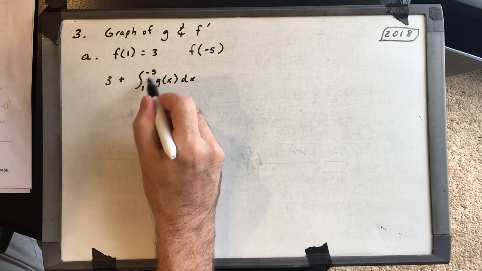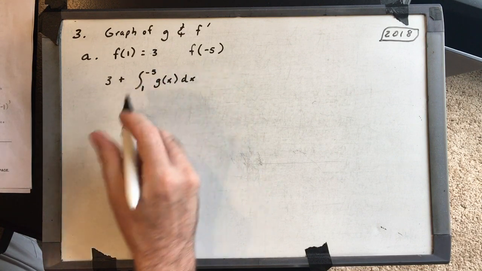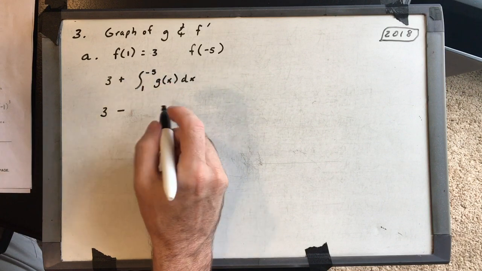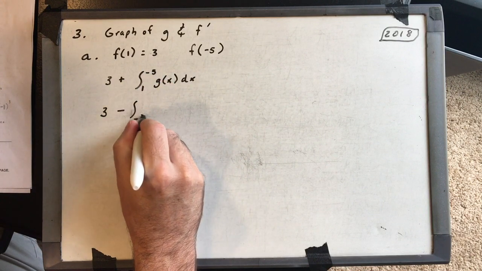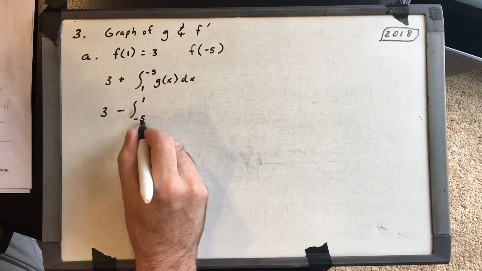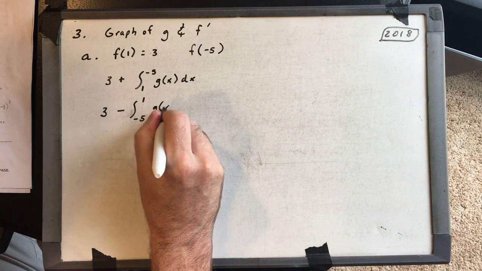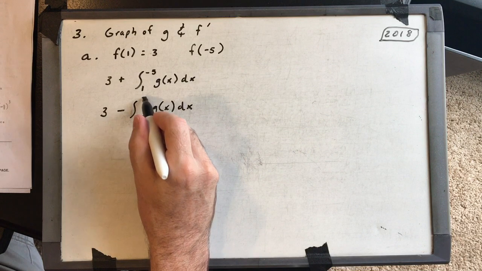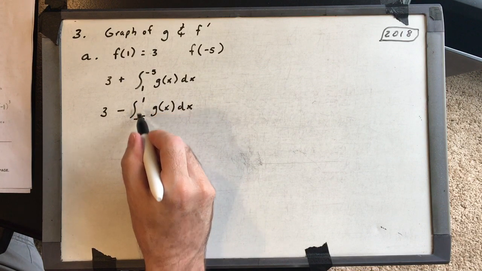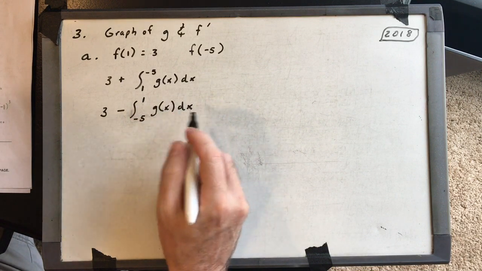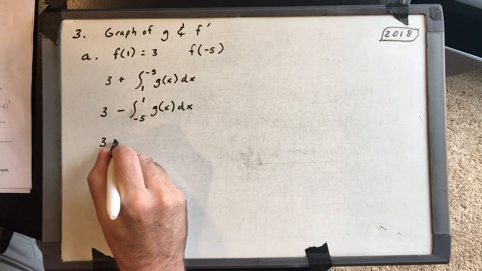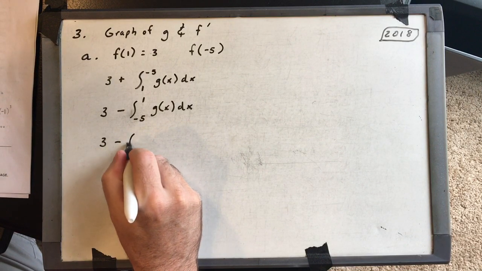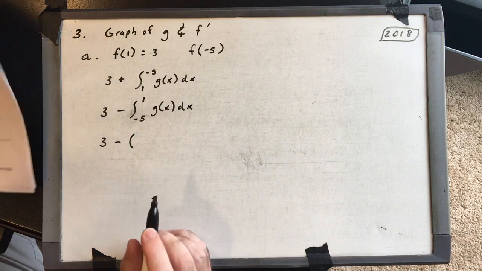We need to reverse those limits of integration. If you reverse it, you have to make the integral negative. So negative 5 to 1. We would need the smaller one on bottom. Now we've got to figure out the area under the curve from negative 5 to 1 of g of x dx. So that's going to be 3 minus, and then I'm going to figure out the areas of the different parts of the graph.